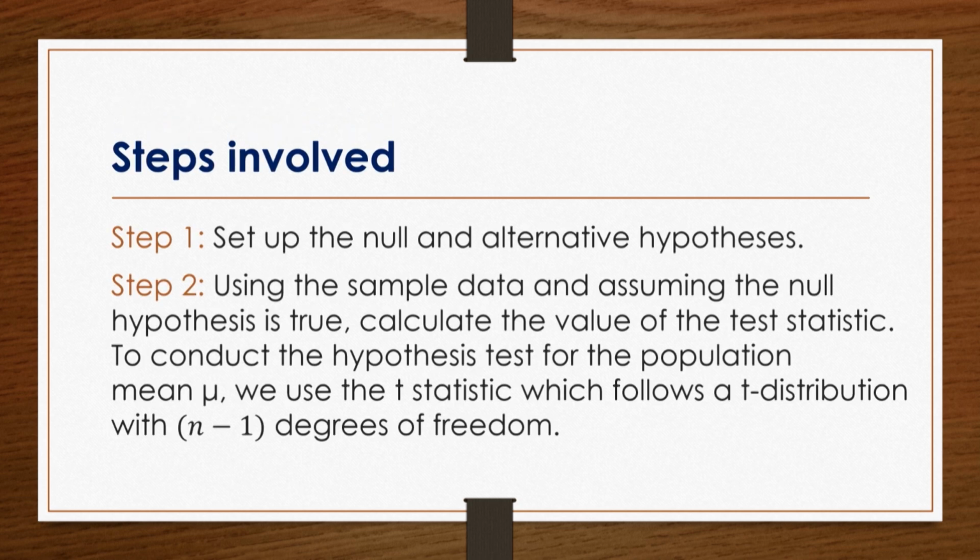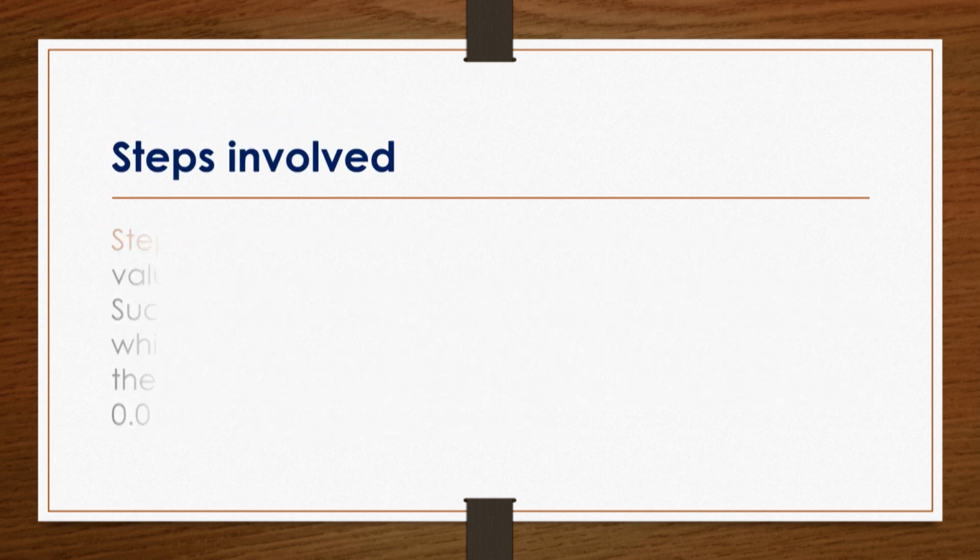Steps involved in calculating the critical region. The first step is to set up the null and alternative hypotheses for any t-sample test. Second, using the sample data and assuming the null hypothesis is true, calculate the value of the test statistic. To conduct the hypothesis test for the population mean mu, we use the t statistic, which follows a t distribution with n-1 degrees of freedom.